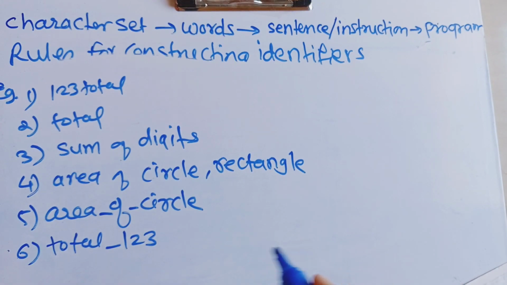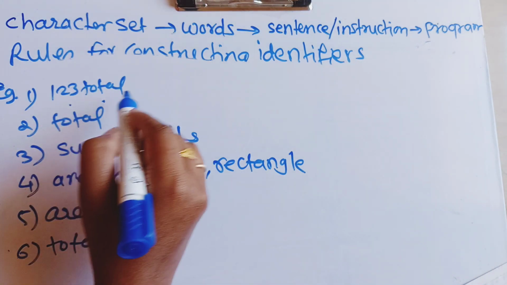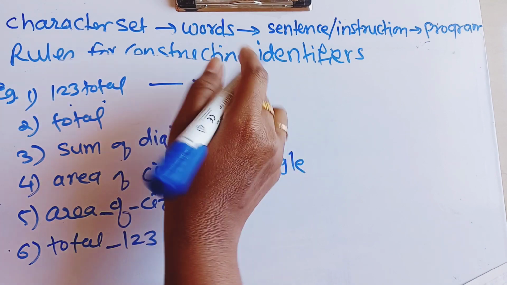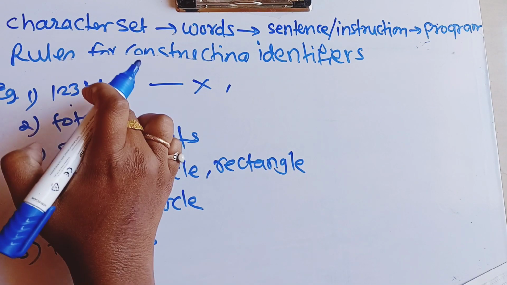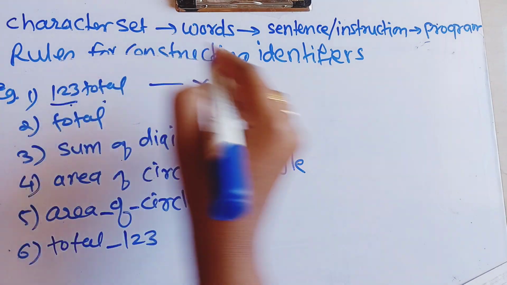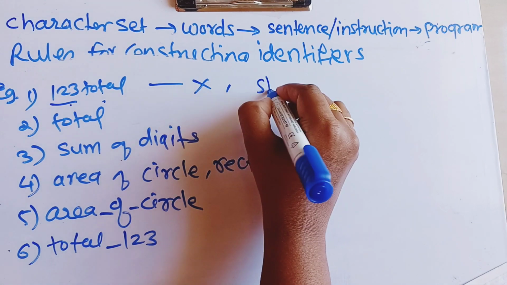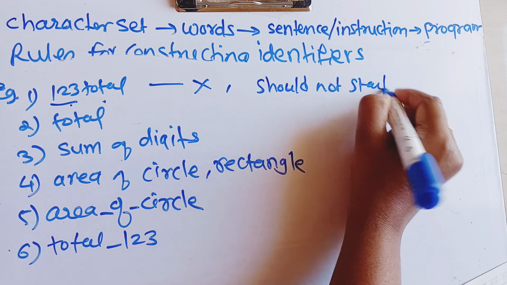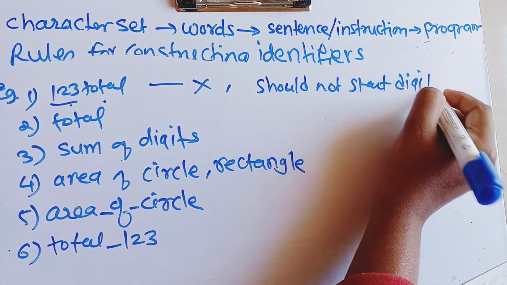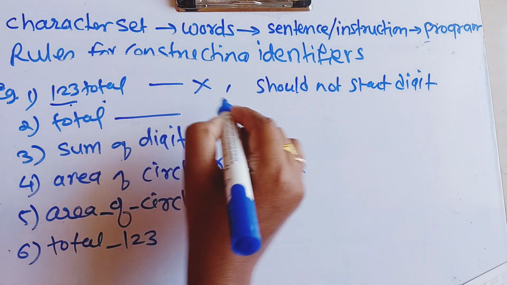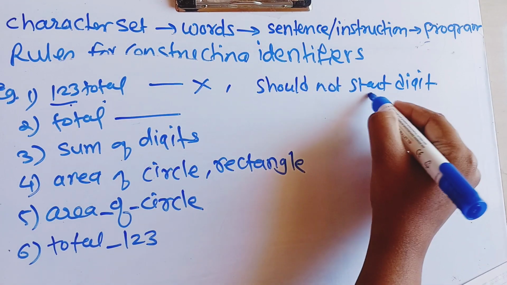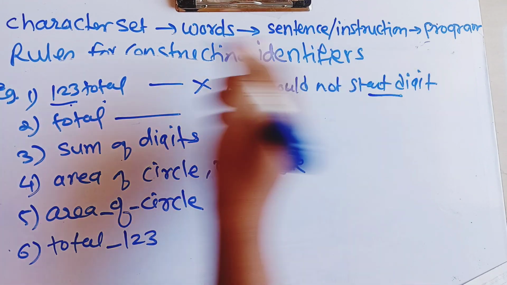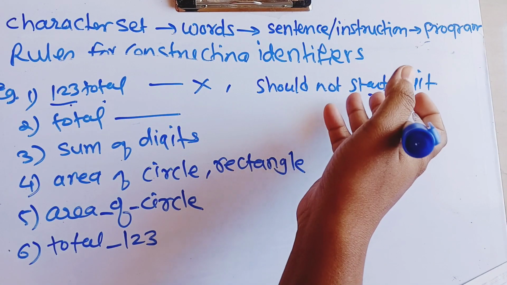Let's take the first example: 123total. Is it valid? It is not valid. Why? Because an identifier should not start with a digit, but it is starting with a digit. This is a rule, right? It should not start with digits, therefore it is not a valid identifier. Even our names, have you ever seen a name starting with a digit? No. So it is as simple as that.